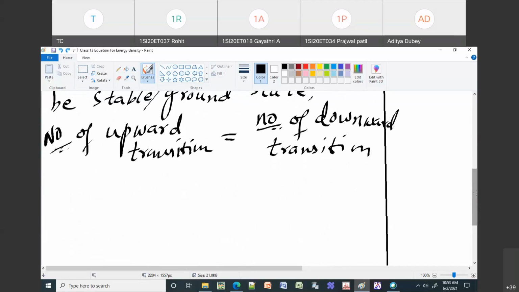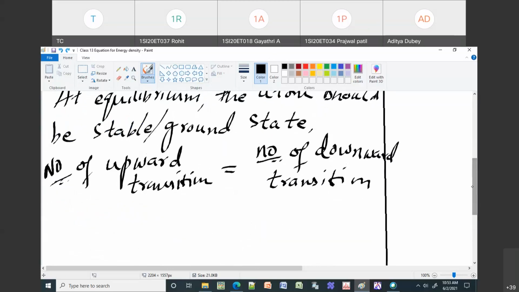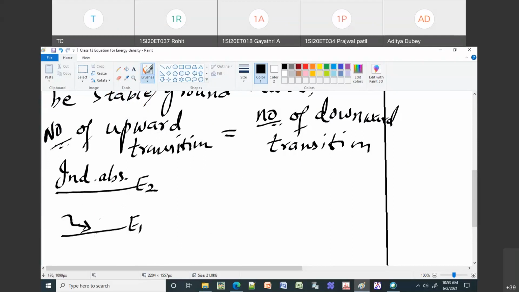So now, which are the transitions that are responsible for upward transition? You have learned 3 different transitions. The first one is induced absorption. So in induced absorption, what happens? You have E2 and E1, right? The atom which is in the ground state, you give some energy, and you make it go to the excited state.